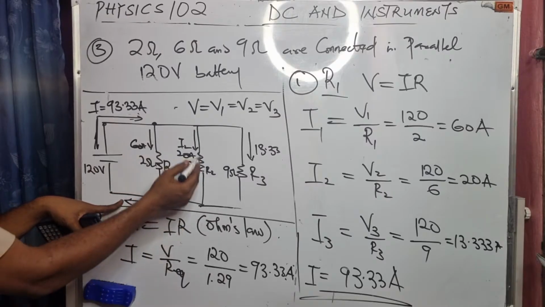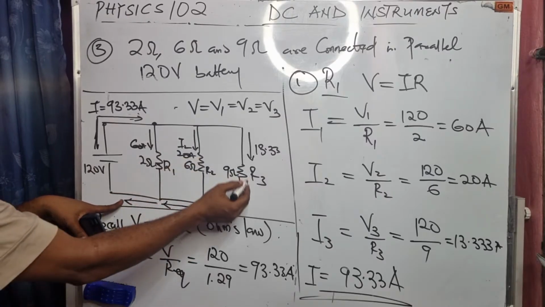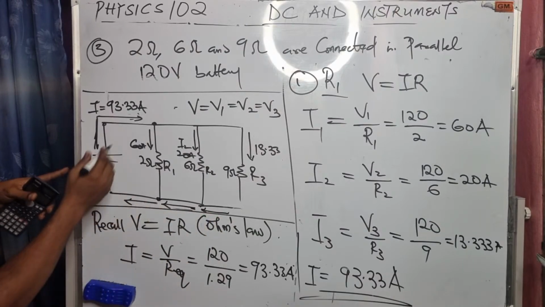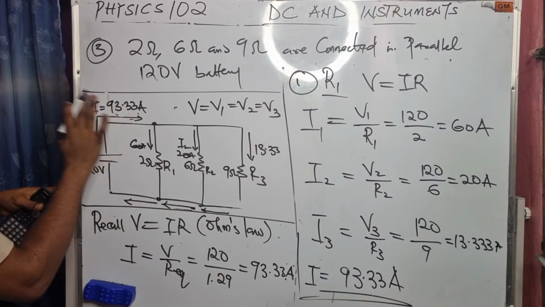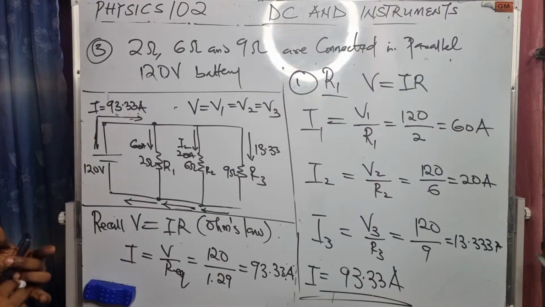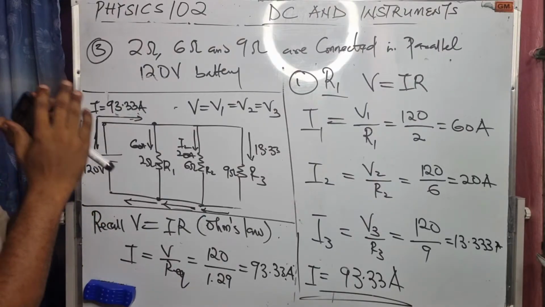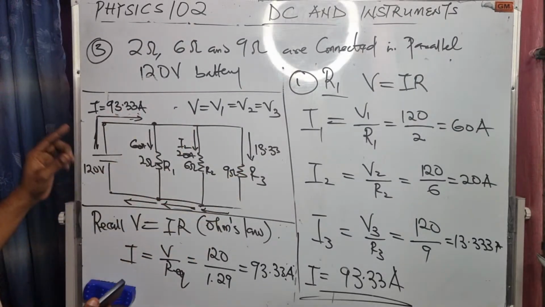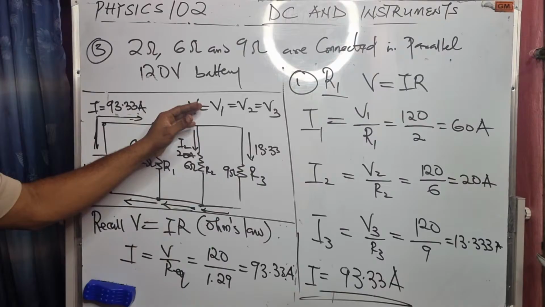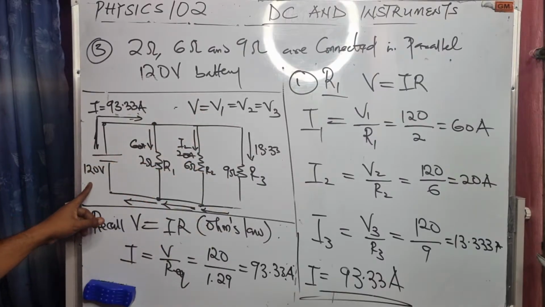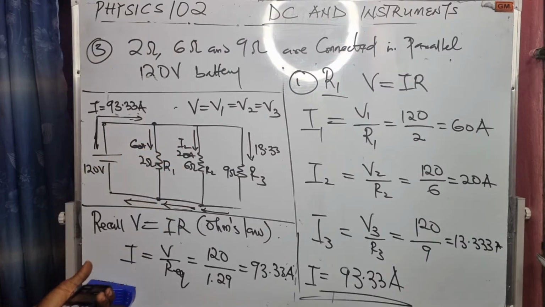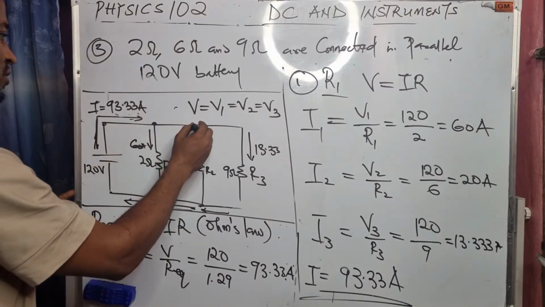I1 will continue. I2 will continue. I3 will also continue. So by the time they get to this point, they will sum up as what again? 93.33. So the concept here is that when resistors are connected in parallel, they have the same voltage drop like we just saw, but different current must pass through the resistors from each of these junctions.